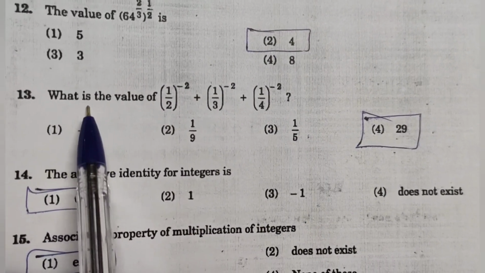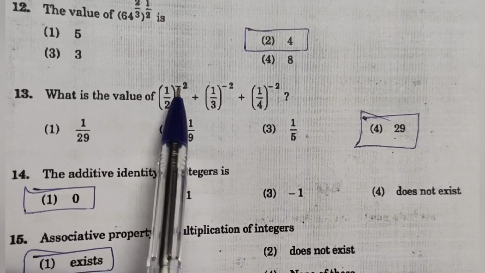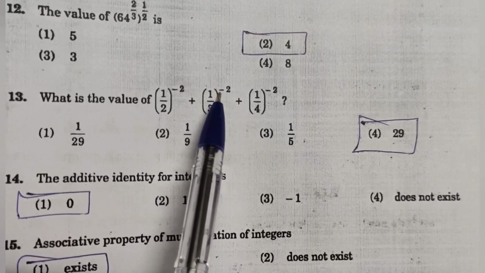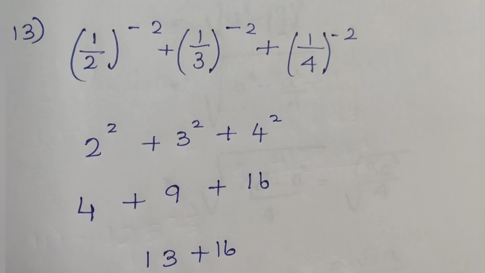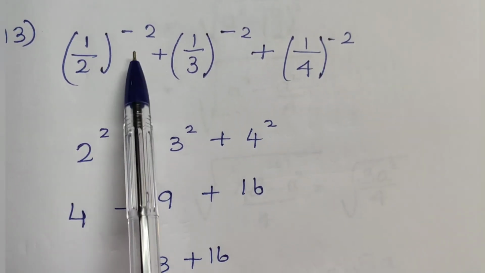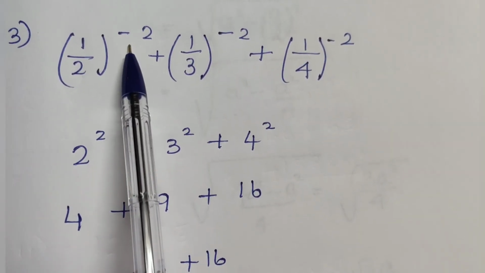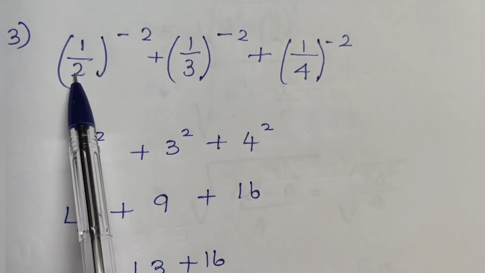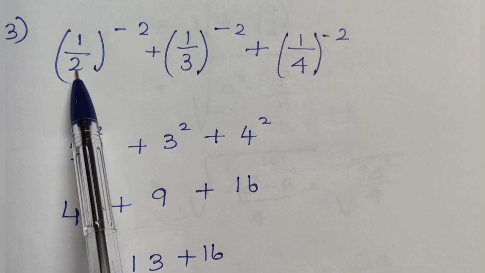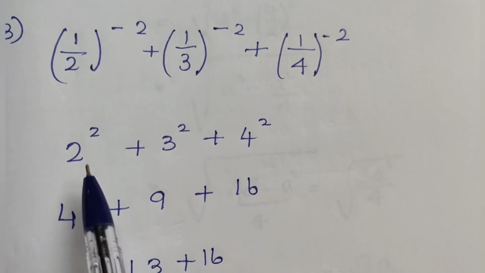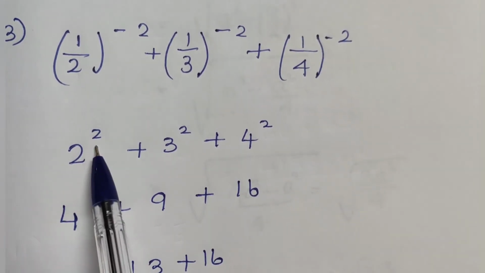13th question, what is the value of 1 by 2 power minus 2 plus 1 by 3 power minus 2 plus 1 by 4 power minus 2? See here, 1 by 2 power minus 2. Remove the negative power. To remove negative power, take reciprocal of the base. So, reciprocal of 1 by 2 is 2. So, power automatically becomes plus.